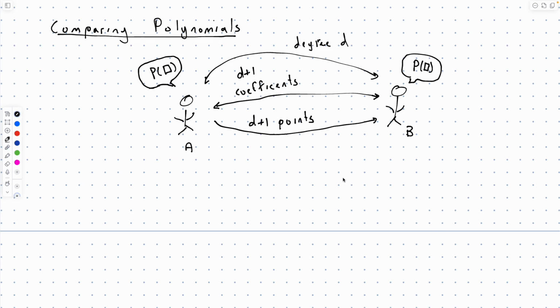So, are they the same or not? Let's say that we do a comparison, and this is like how many points that we compare. So, I'll write it in coefficients, but it's the same as points.